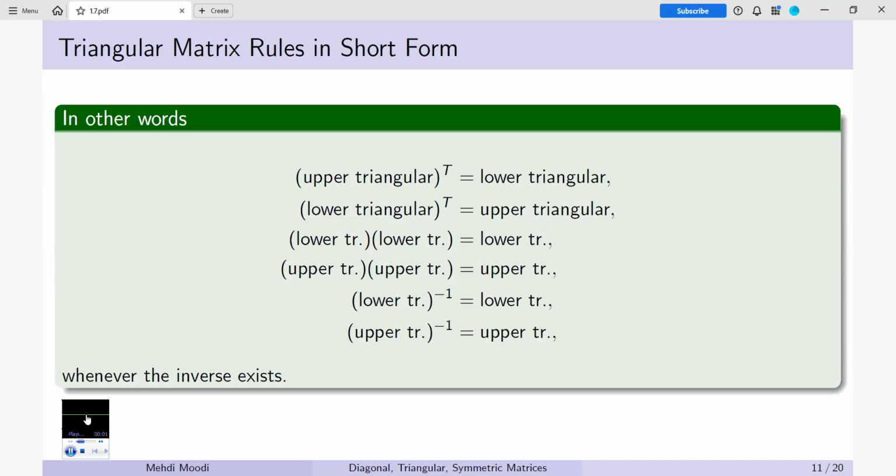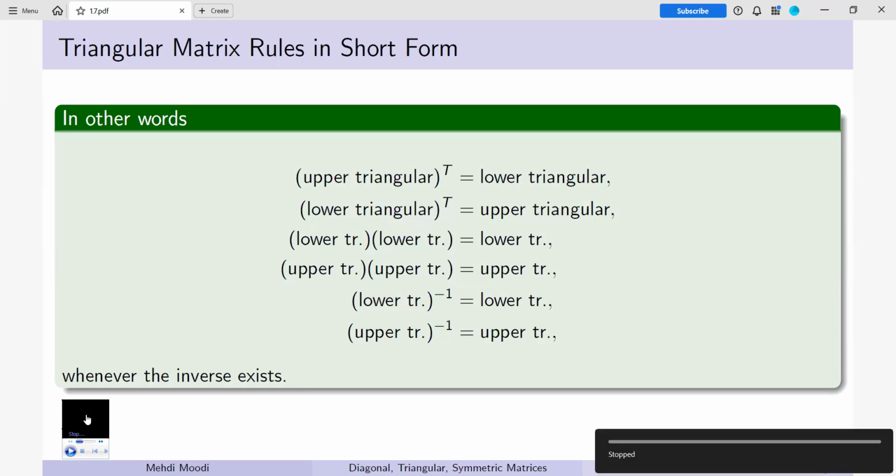This is the compact version of the triangular matrix rules. The important warning is that the inverse statements only make sense when the matrix is actually invertible.